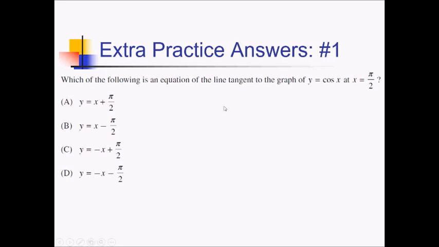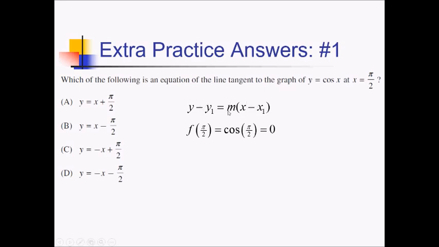So in general, we're going to start with the point slope formula, y minus y1 equals m times x minus x1. So we need to get a point and a slope to use this formula. Let's start with the point. So we already have the x value, pi over 2. To get the y value, we'll just plug this into the original function. So that'll be cosine of pi over 2, which we know to be 0. So we've got y minus 0 and x minus pi over 2.